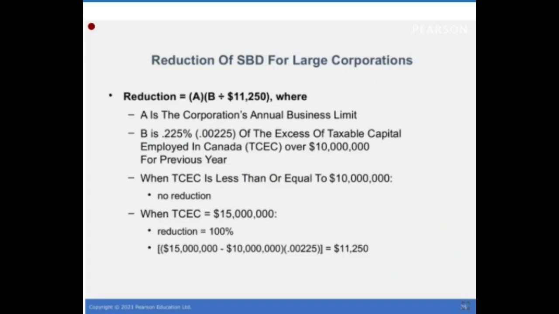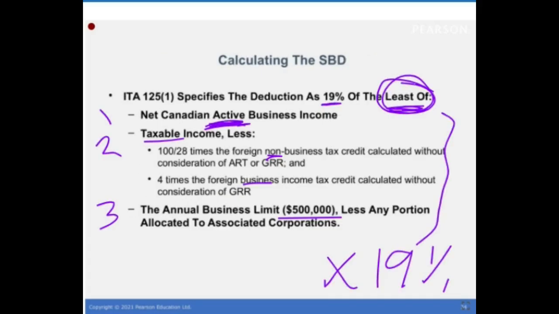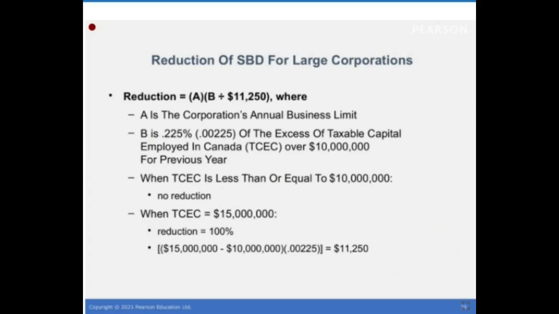Now, there's a little bit more. That is how we calculate it. However, there is a potential reduction to the small business deduction. So this is going to potentially reduce how much you get to claim. We have a couple of things going on. One, if this is not a qualifying corporation, meaning if this was a public corporation, it just doesn't qualify at all. Don't bother doing any calculations.